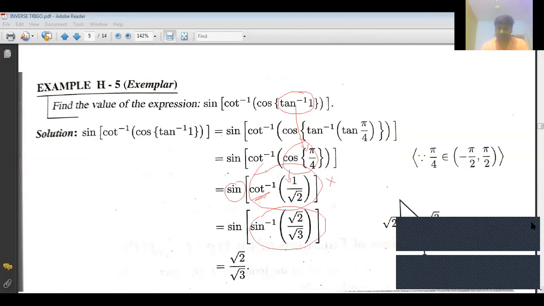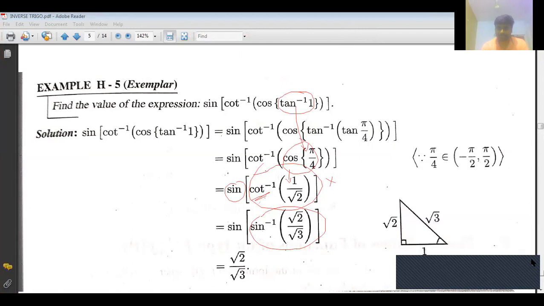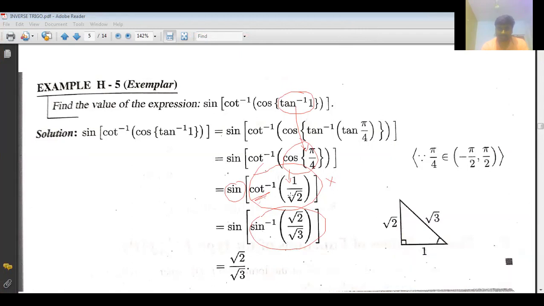See, the triangle is given. So cot inverse of 1 by root 2. Cot means adjacent by opposite. 1 here, root 2 here. And whenever root 2 and 1 are here, what is the hypotenuse? Root of root 2 square plus 1 square. So root of 2 plus 1, 3, root 3. Hypotenuse will be root 3.